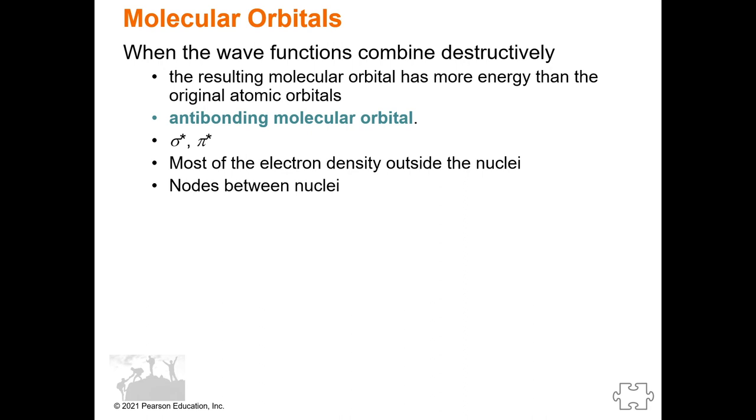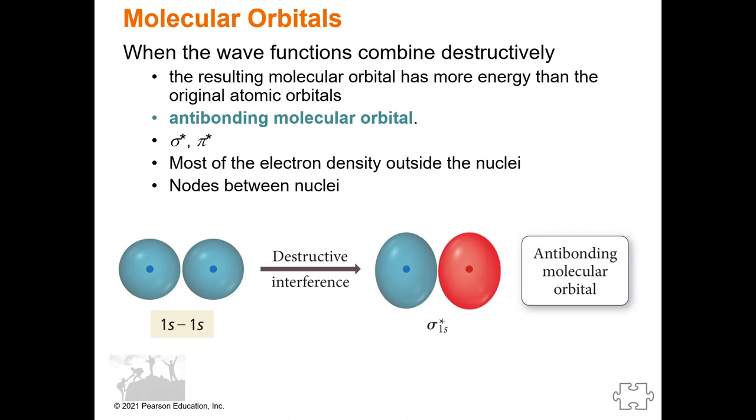When two waves undergo complete destructive interference, the result would be a node. So here, when two atomic orbitals combine destructively, an antibonding molecular orbital would be produced. The energy of the system would increase and the bond would be unstable. Now here, the electron density is not along the internuclear axis. It's found mostly outside of the nuclei. And the molecular orbital is called sigma star 1s.